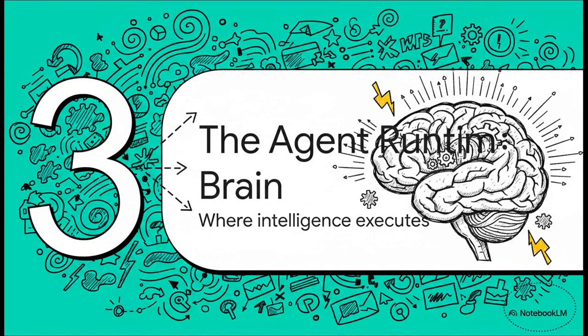Okay, so if the gateway is a kernel, the central nervous system, then the agent runtime, well, that's the brain. This is where all the magic happens. The thinking, the planning, the doing. This is the cognitive center of the whole operation.